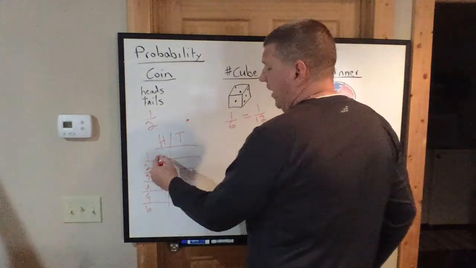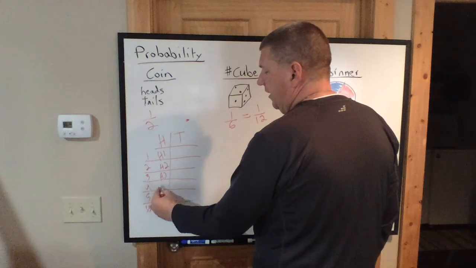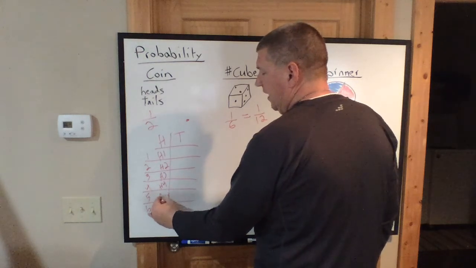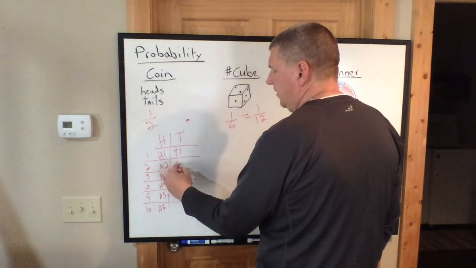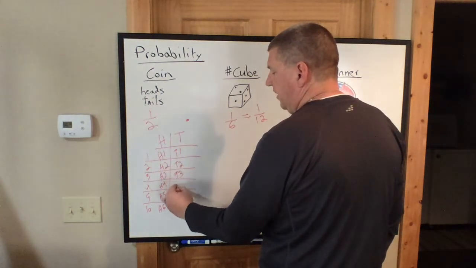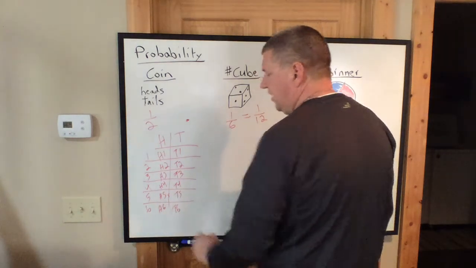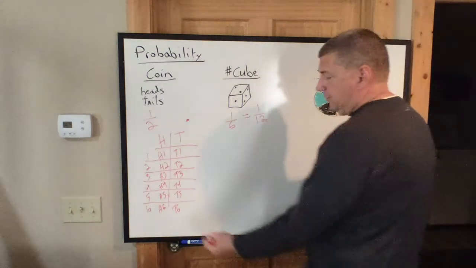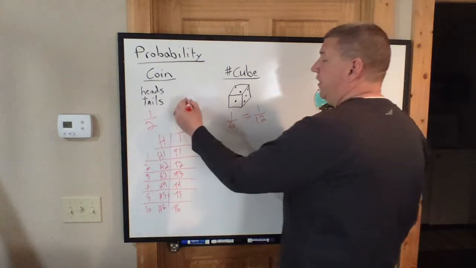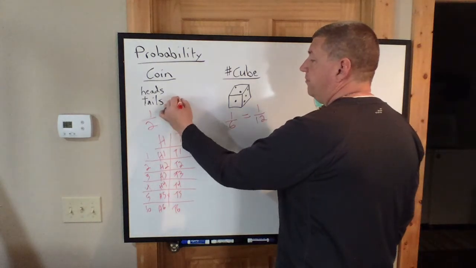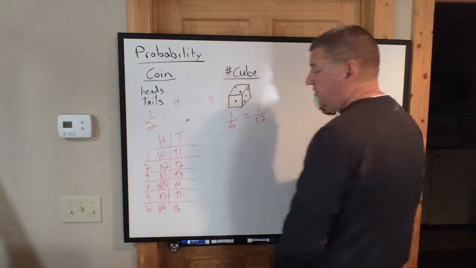So heads in 1, heads in 2, heads in 3, heads in 4, heads in 5, heads in 6, tails in 1, tails in 2, tails in 3, tails in 4, tails in 5, tails in 6. So that gives me all of my options. And as you can see, I have the 12 options that I originally came up with. And how many of them are heads and then 4? There's only one, which is that one, heads and 4.